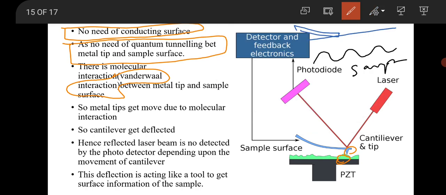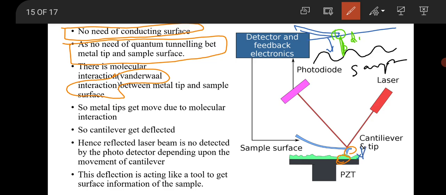Okay, so the cantilever tip is here and your sample surface is here. The molecular interaction distance is like d1. Because the closer the tip is to the surface, the more molecular interaction there will be. If there is molecular interaction, the attractive force will be there, and this cantilever will start moving in a downward direction.